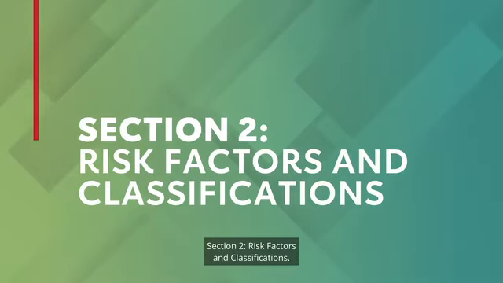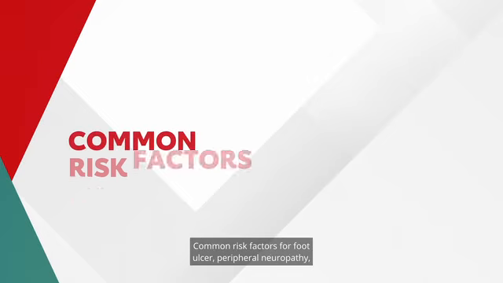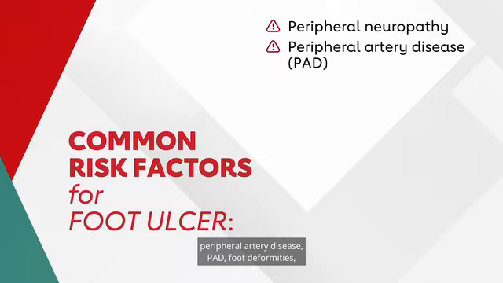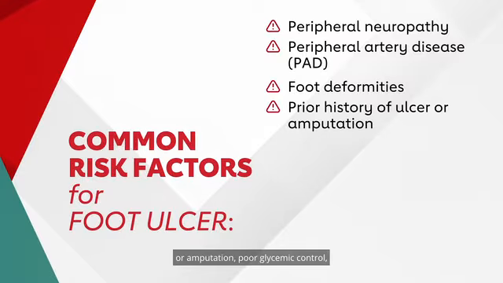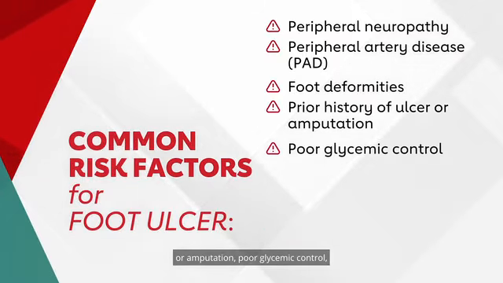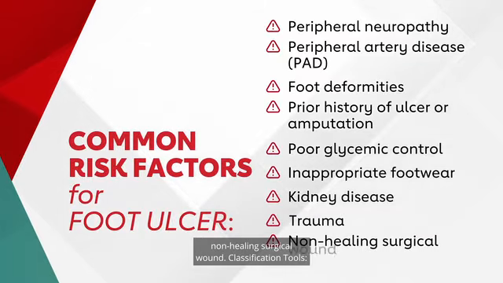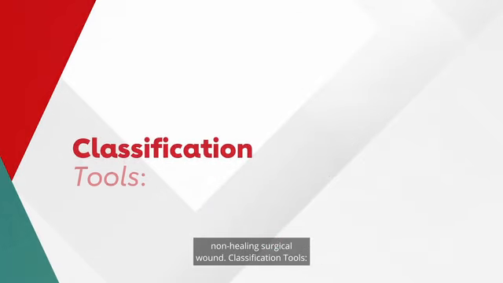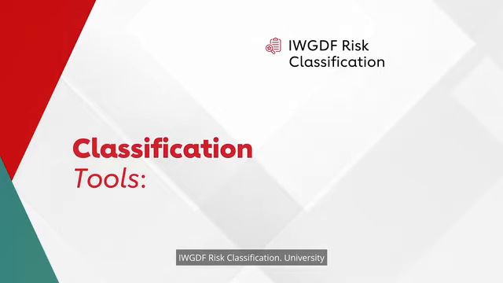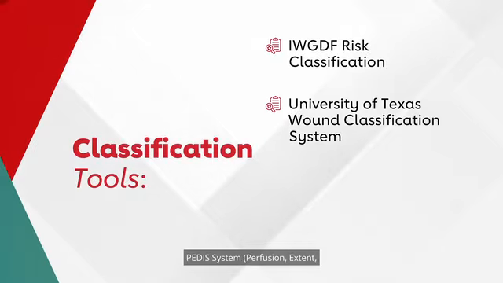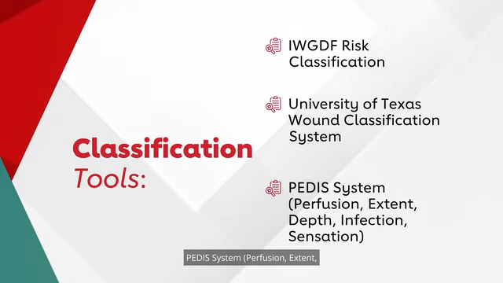Section 2. Risk factors and classifications. Common risk factors for foot ulcer: peripheral neuropathy, peripheral artery disease (PAD), foot deformities, prior history of ulcer or amputation, poor glycemic control, inappropriate footwear, kidney disease, trauma, non-healing surgical wound. Classification tools: IWGDF Risk Classification, University of Texas Wound Classification System, PEDIS System: perfusion, extent, depth, infection, sensation.